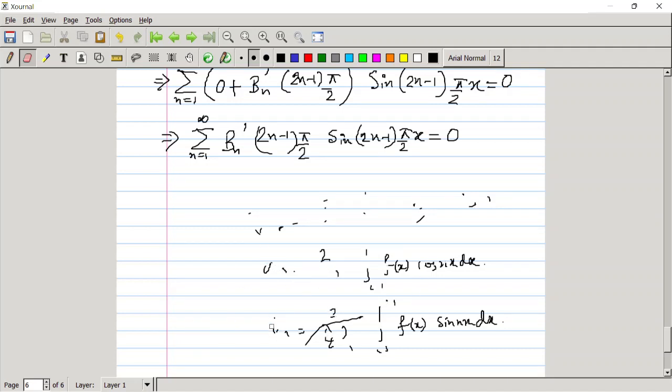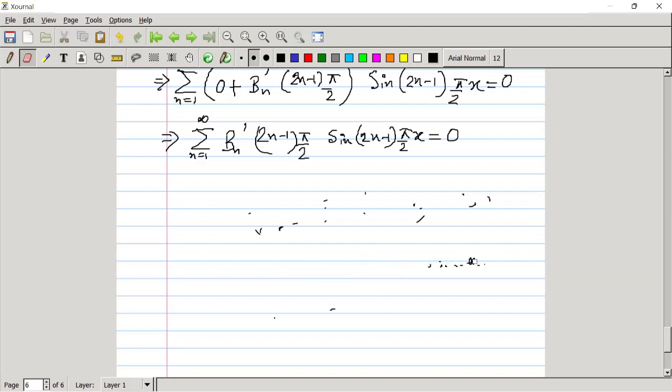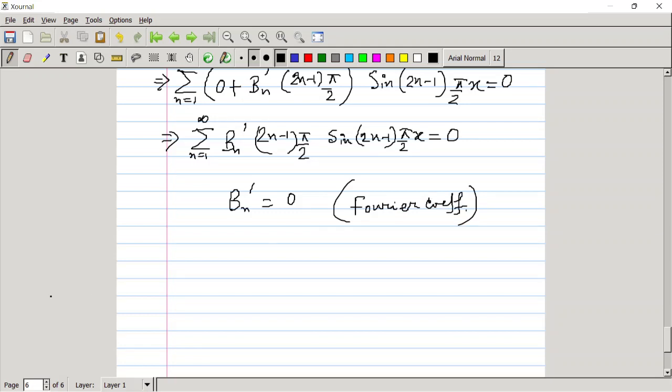So I got my bn dash equal to 0 because of the Fourier coefficient. The calculation is the same as the Fourier coefficient.